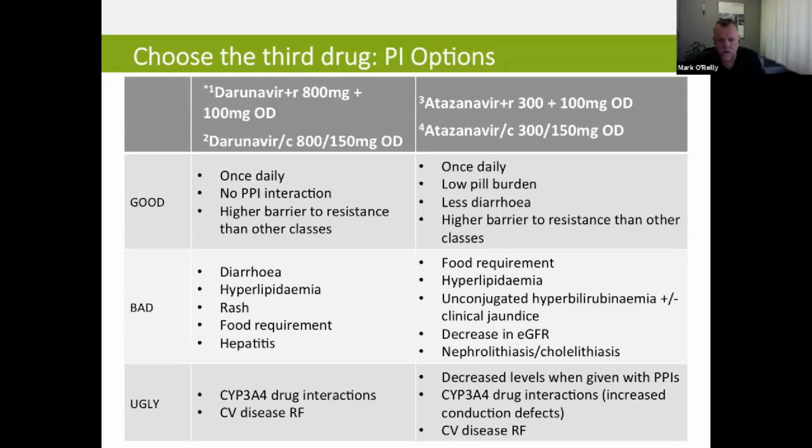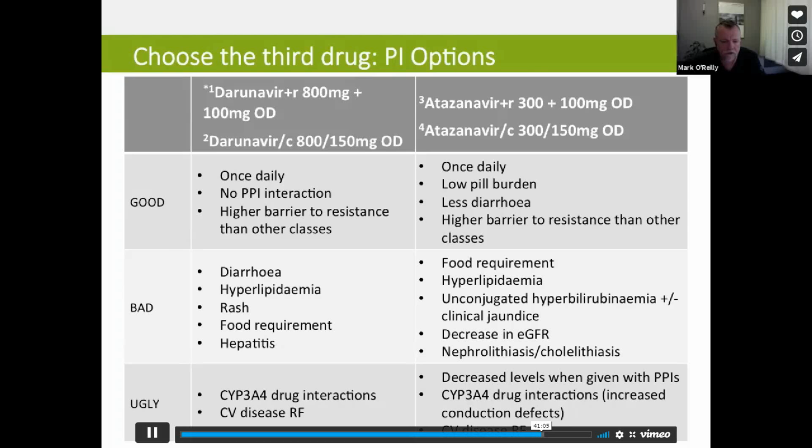Its levels can be reduced when given with proton pump inhibitors. So it's really important that people who require acid suppressing medications potentially avoid atazanavir, or at least split the dosing, but preferably avoid atazanavir, particularly when there are so many other options. There are a number of CYP3A4 drug interactions, and we're concerned about increased conduction defects within the heart, and it can be associated with cardiovascular and renal disease as well.